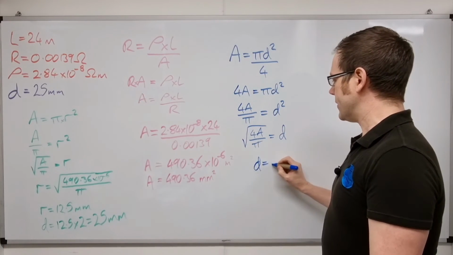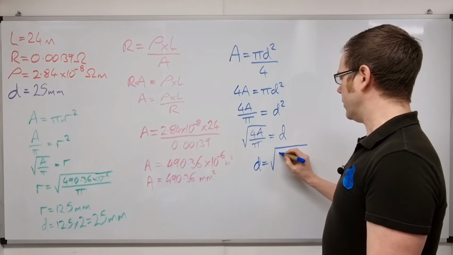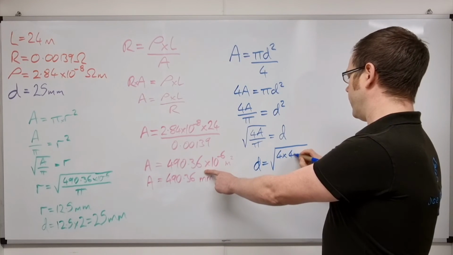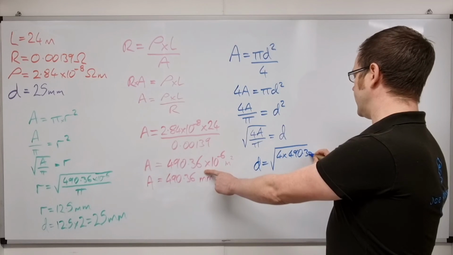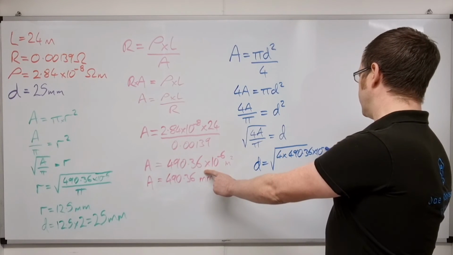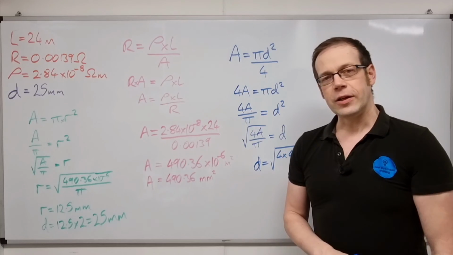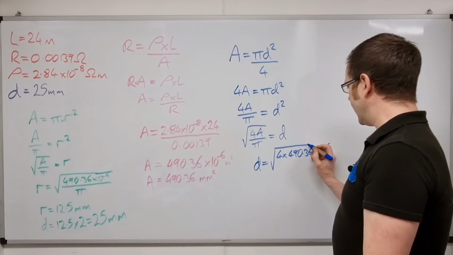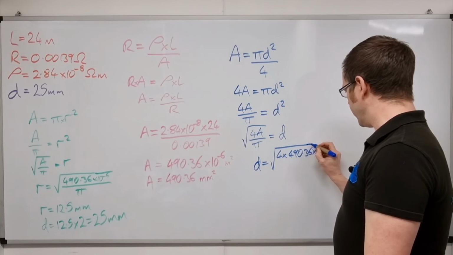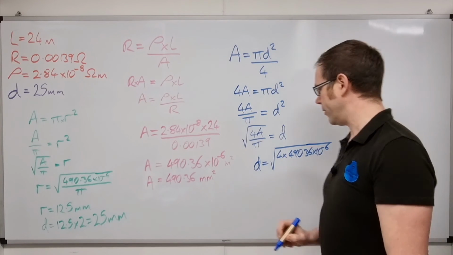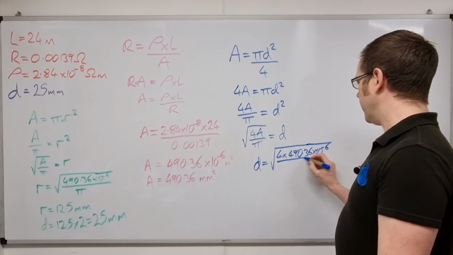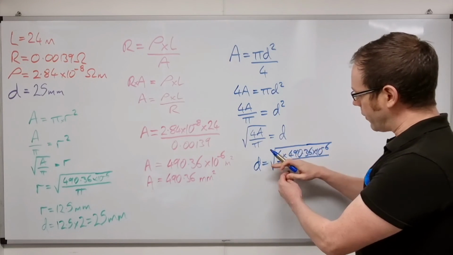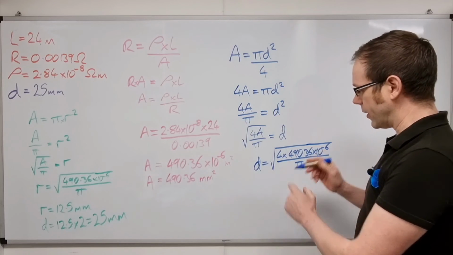So d is equal to the square root of 4 times by the area that we found earlier, 490.36 times 10 to the minus 6. I've been teaching for a long time, let's put it that way, and every time I do a square root symbol I always forget to leave the tail long enough. I never estimate that right. But anyway, we're going to divide that whole thing by pi, so bear in mind we're square rooting this whole thing when we do this calculation.